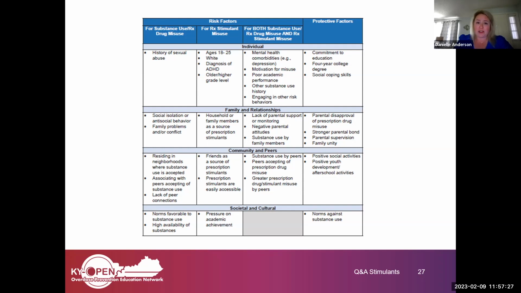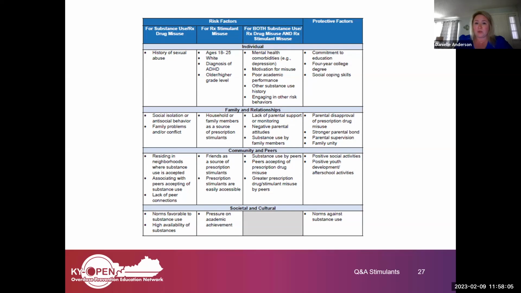Risk factors for prescription stimulant misuse at the individual level: we see patients ages 8 to 25 who are white, older or at a higher grade level. And again, a diagnosis of ADHD is there. But like Dr. Oler mentioned, these people are actually less likely to develop stimulant use disorder when treated appropriately. Other factors include a history of household or family members as a source of prescription stimulants, friends as a source of prescription stimulants, and then there's pressure in the academic environment.